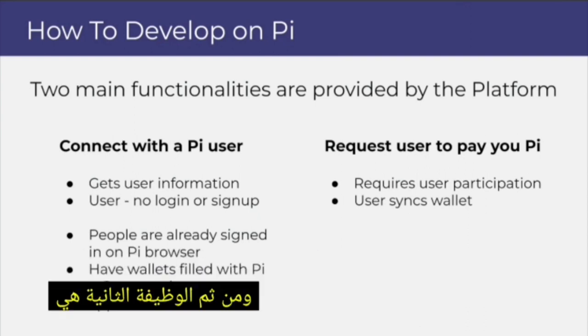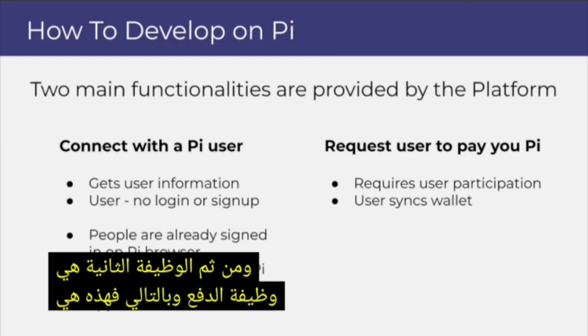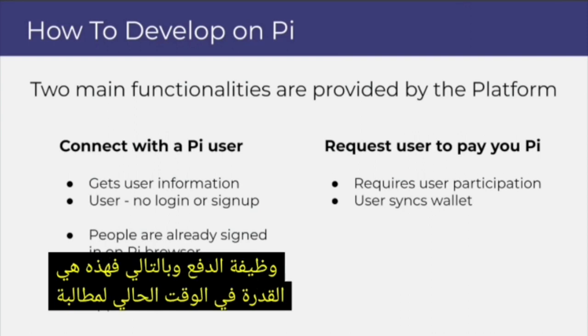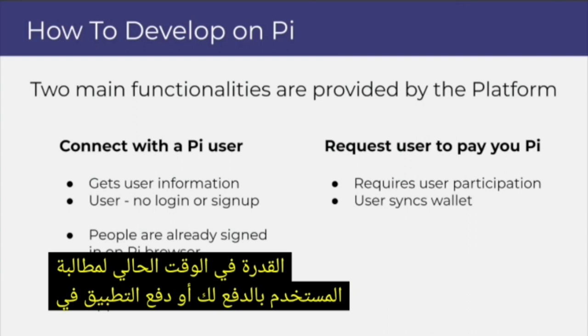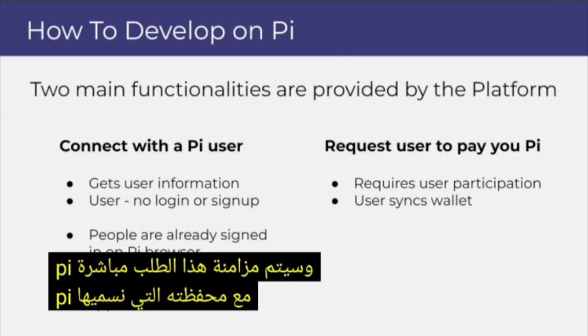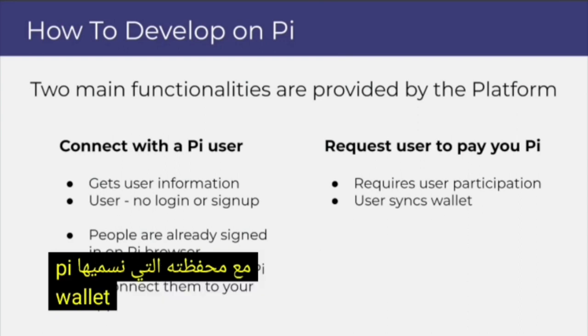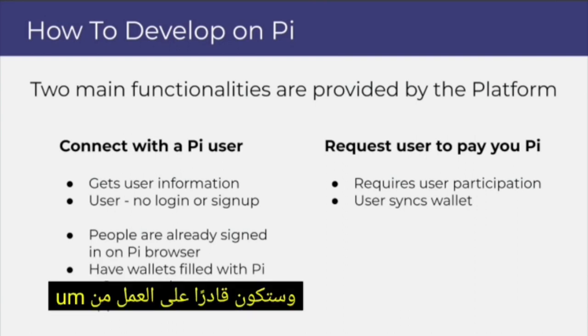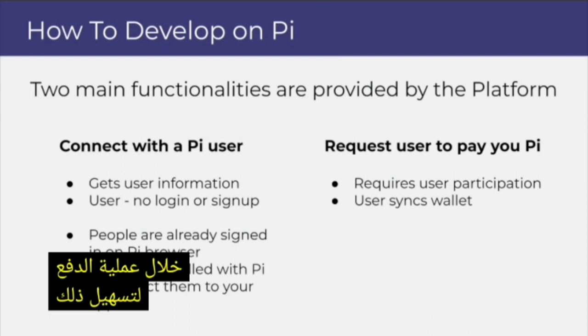And then the second functionality is payment functionality. This is the ability at the moment to request a user to pay you or to pay the application in Pi. And that request will sync directly to their wallet, which we call the Pi wallet. And you'll be able to walk them through the payment process in order to facilitate that.